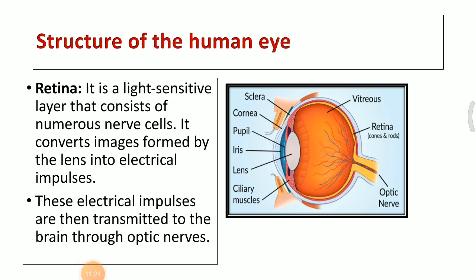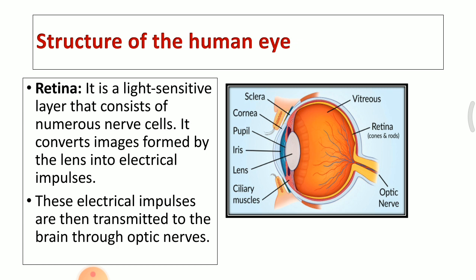The next part is the retina. It is a light sensitive layer that consists of numerous nerve cells. It converts the image formed by the lens into electrical impulses. These electrical impulses are then transmitted to the brain through the optic nerve. So where will the image be formed? The image is formed on the retina.